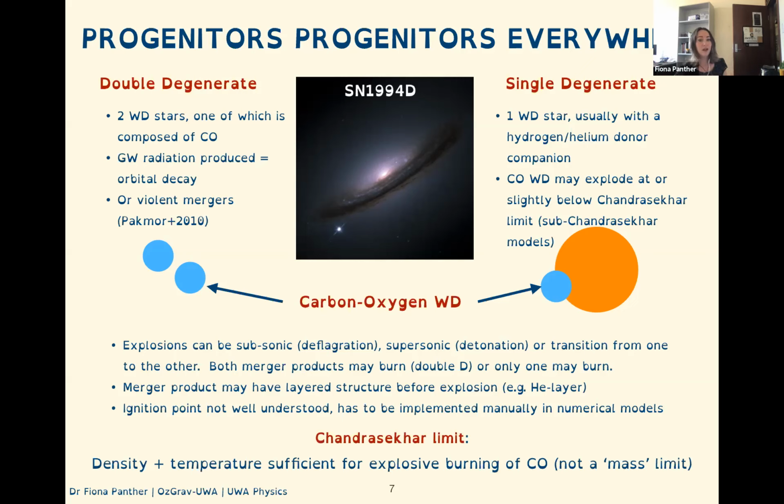The other thing I want to point out is the Chandrasekhar limit usually gets quoted as 1.4 solar masses, which is sort of shorthand. The Chandrasekhar limit is not a mass limit.